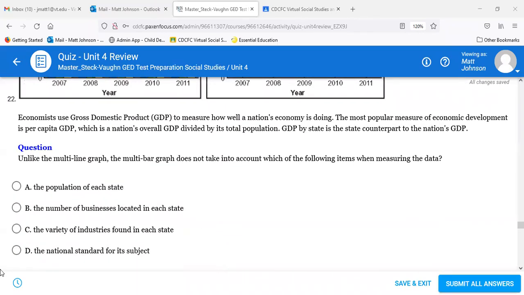And 22, same bar graph. Sasha Gay, how about you read 22?